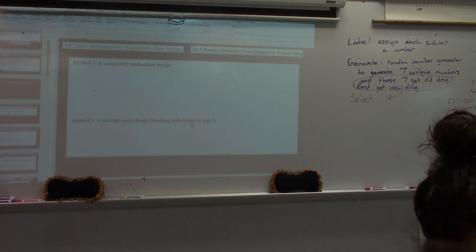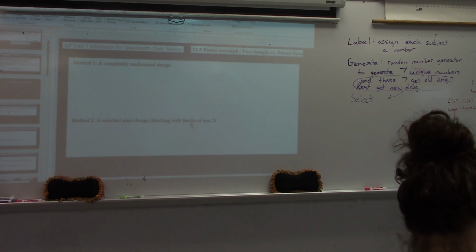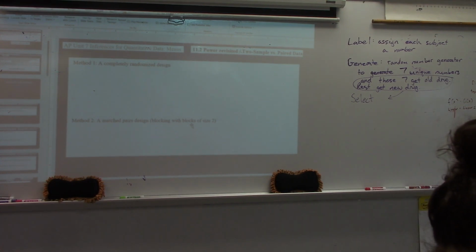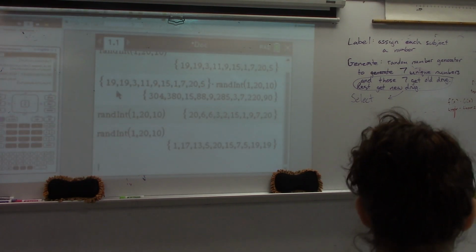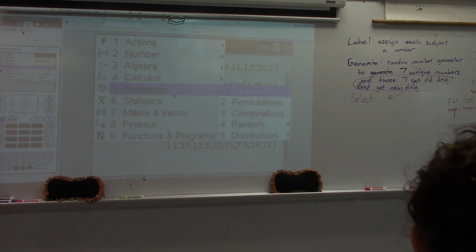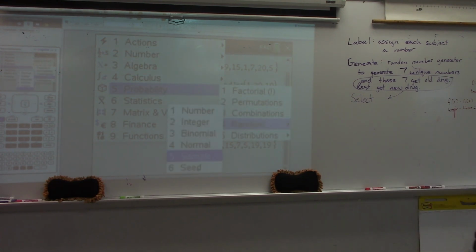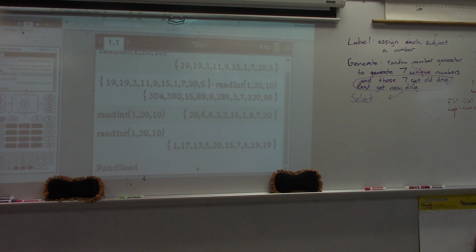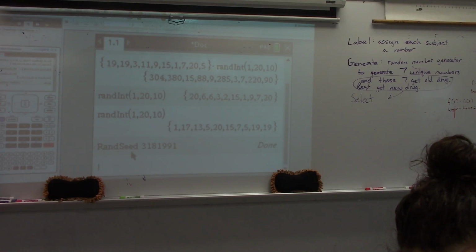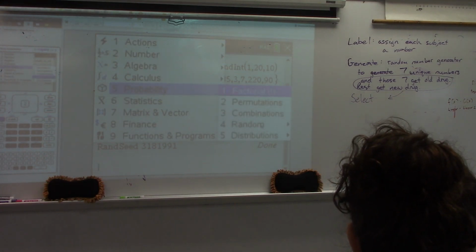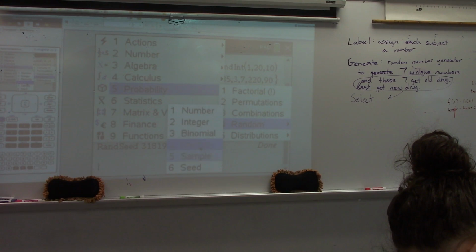So for that random, I need you to pick up your calculators. Once you pick up your calculators, I need you to go to probability. Actually, we do need a seed. Every time, everyone attempts it at the same time. So hold on, probability, random, do random seed, put your date of birth in there. Yeah, that's all it should be once it's done.